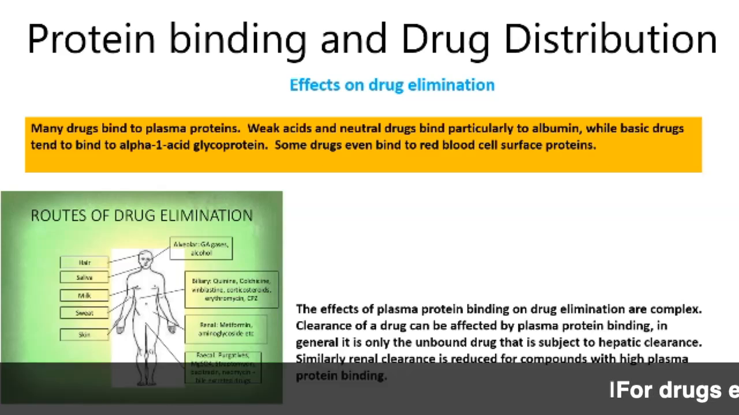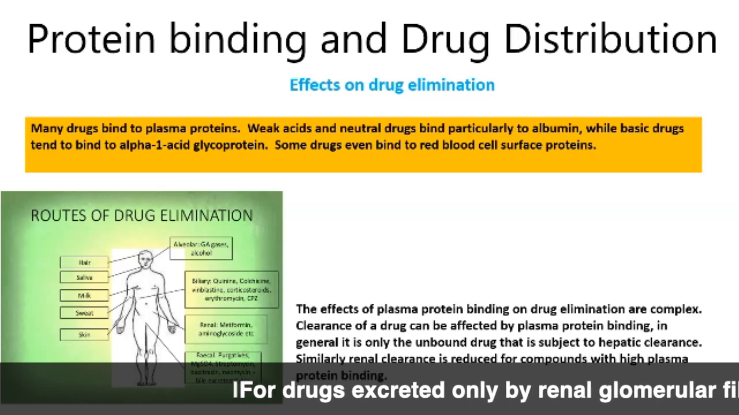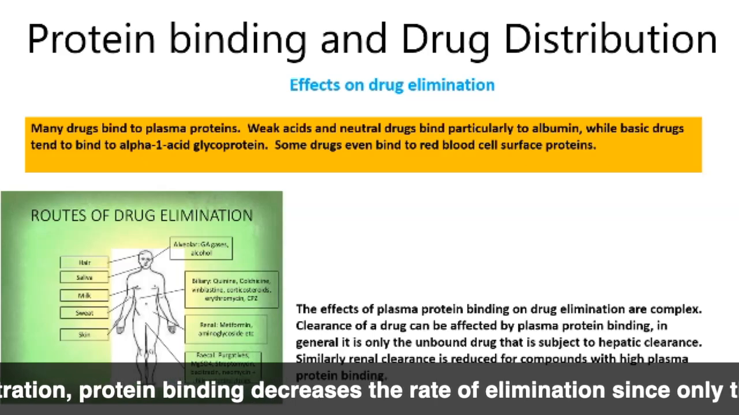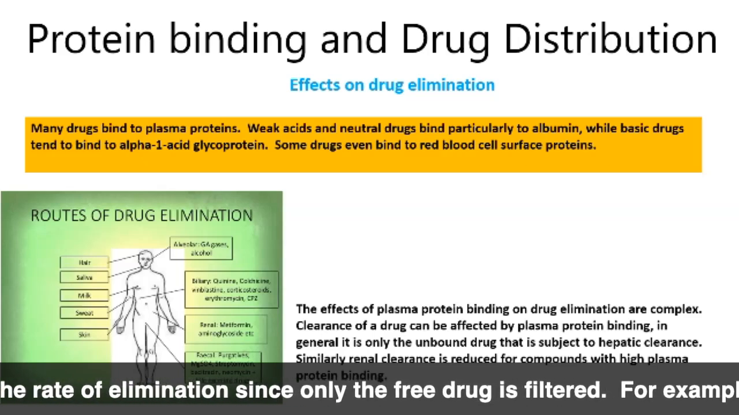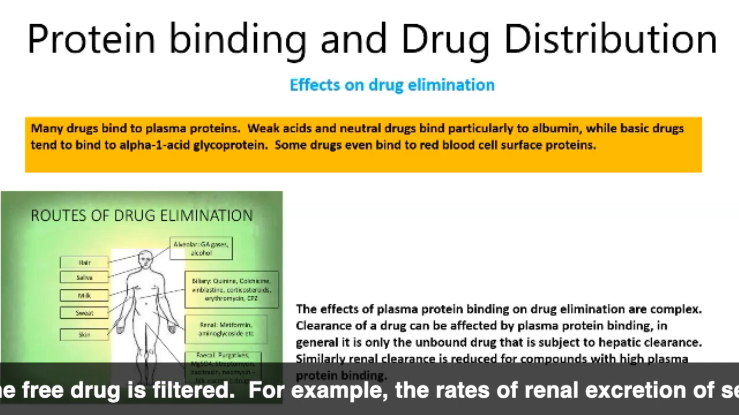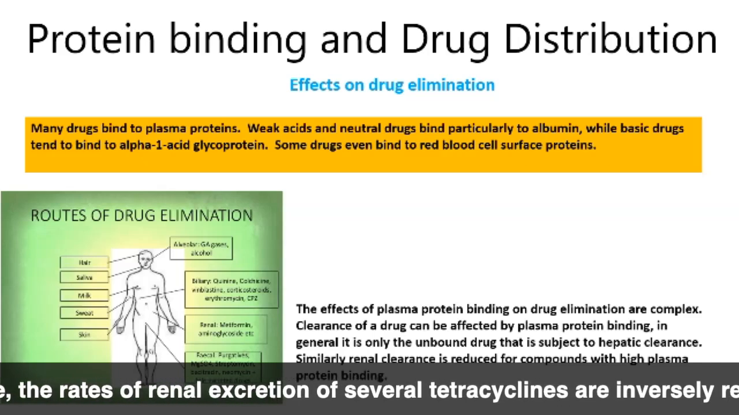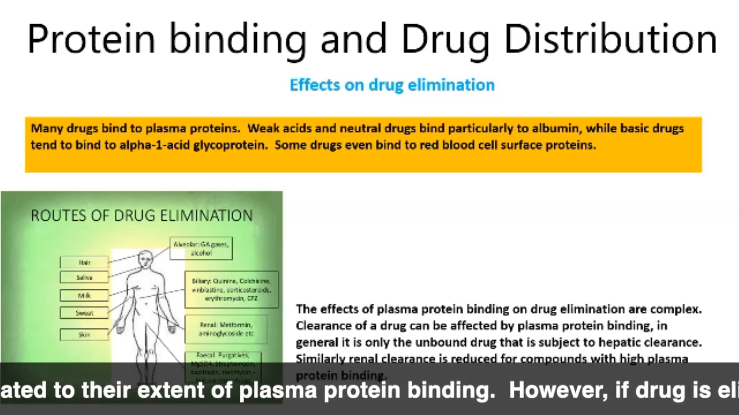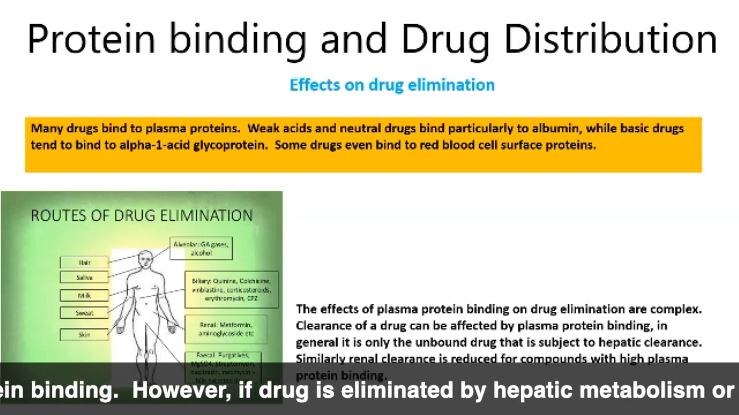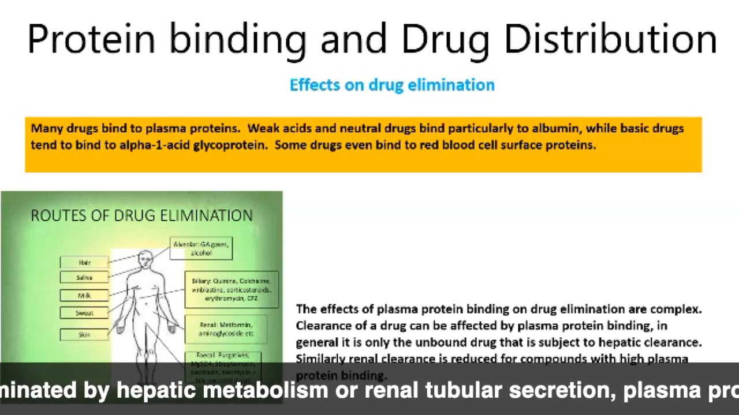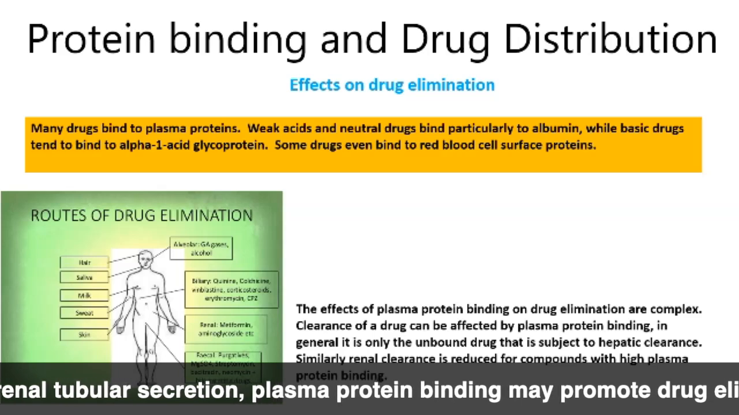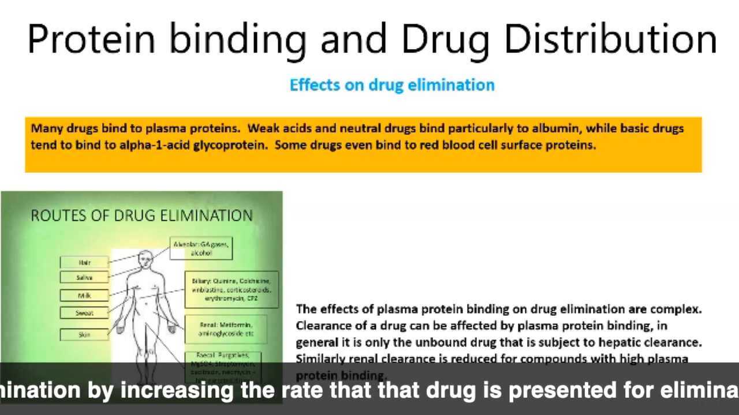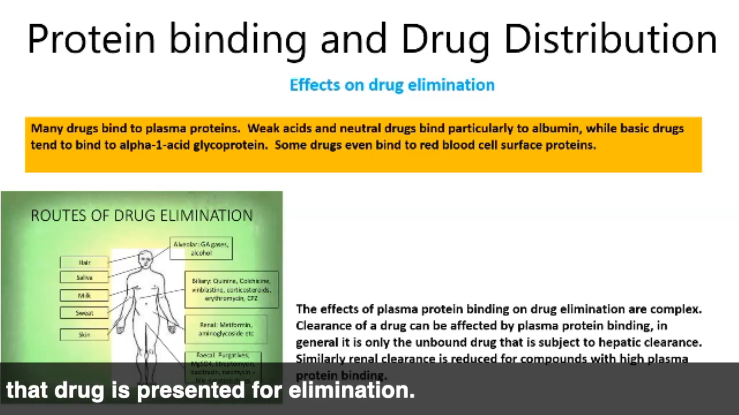So the effects of plasma protein binding, as I said, are complex. For drugs excreted only by renal glomerular filtration, protein binding decreases the rate of elimination since only the free drug is filtered. For example, the rates of renal excretion of several tetracyclines are inversely related to their extent of plasma protein binding. So the higher the protein binding, the less is the renal excretion of these tetracyclines. Conversely, however, if the drug is eliminated by hepatic metabolism or renal tubular secretion, plasma protein binding may promote drug elimination by increasing the rate that the drug is presented for elimination.